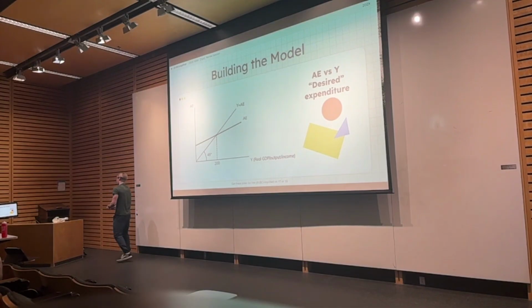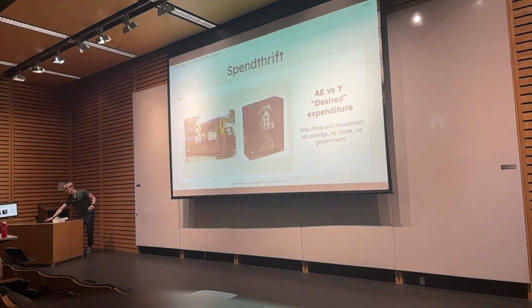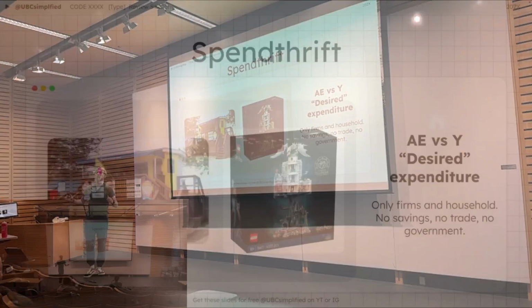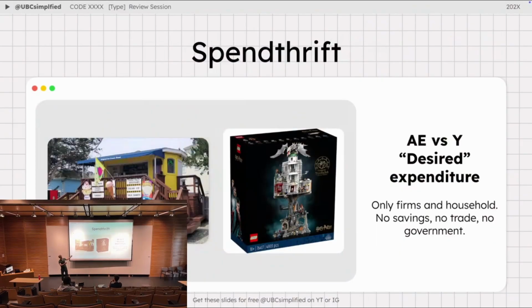Okay, so now that we kind of understand a little bit about that, we're going to talk a little bit about the different types of economies. So we're going to start off. I am employed by this lovely ice cream parlor. We're in a spendthrift economy, which means that there's no savings, no trade, no government.